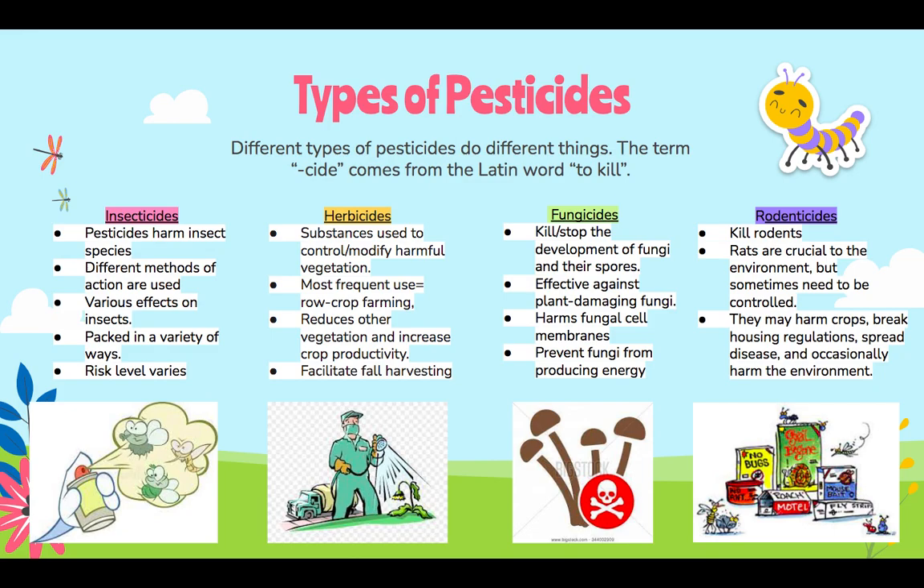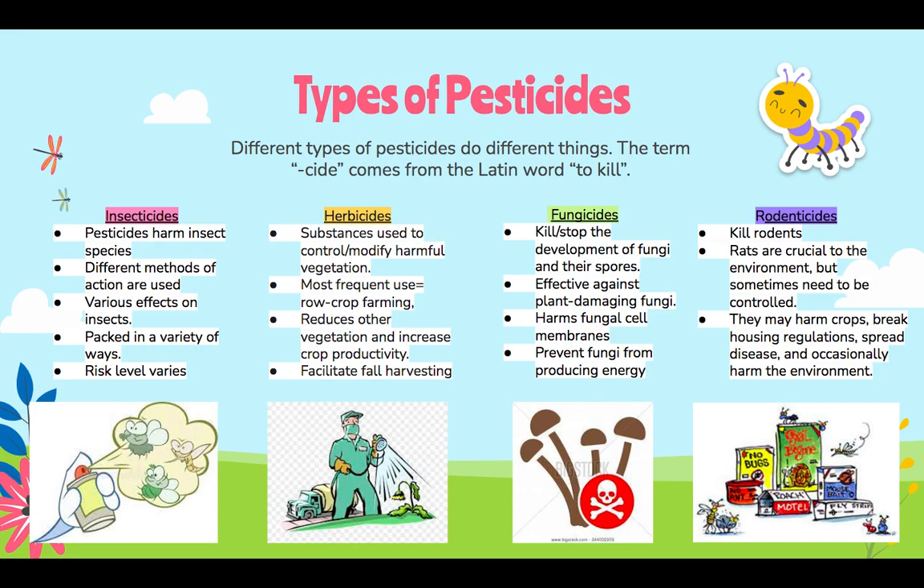When looking at types of pesticides, there are four big types of pesticides: insecticides, herbicides, fungicides, and rodenticides. Insecticides are pesticides designed to kill, injure, repel, or control one or more insect species. There are many different methods of action used by insecticides. For example, insecticides can cause nervous system disruption or even harm their exoskeletons. Insecticides can be packed in a variety of ways, such as sprays, dusts, gels, and baits. This means that the level of risk for each insecticide may vary.